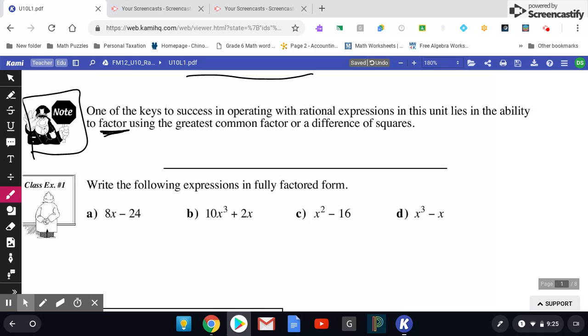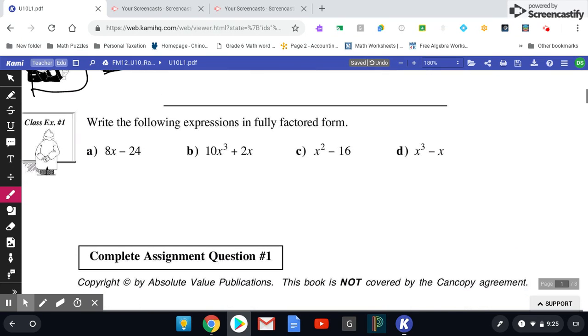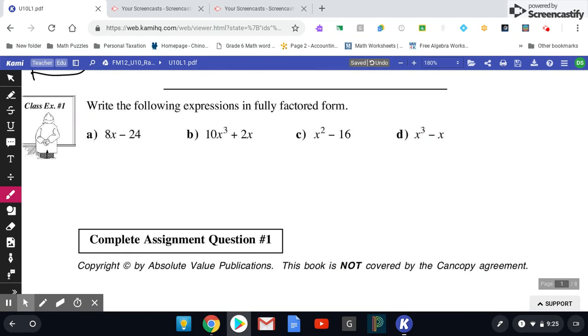So I'm going to remind you how to write the following in fully factored form. The first thing you do every single time is you try to pull out a common factor. So when I look at 8x minus 24, I take out an 8 and write down everything that I would need to get back to the original. Factoring is breaking into two pieces or more, things that multiply together to get back the original.